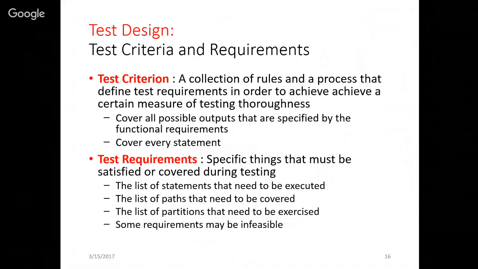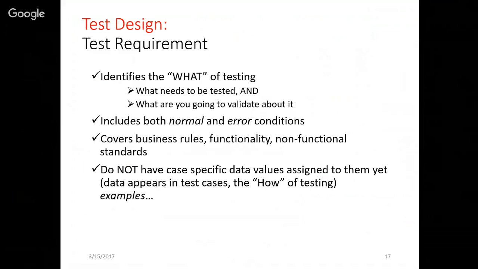So we talked about test criteria and test requirements. Test requirements address the what aspect, what needs to be tested. It includes normal and error conditions, covers business rules, functionality, non-functional standards. I hope all of you know now what functional and non-functional things are. Performance, functional or non-functional? Okay, non-functional, most people say. It depends how you define it, but I mean non-functional.